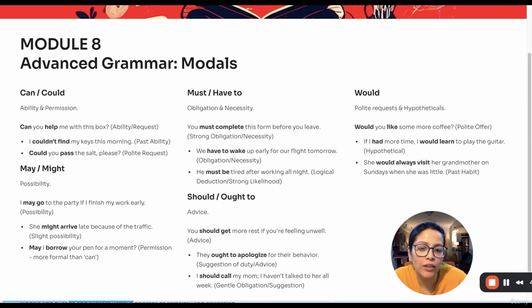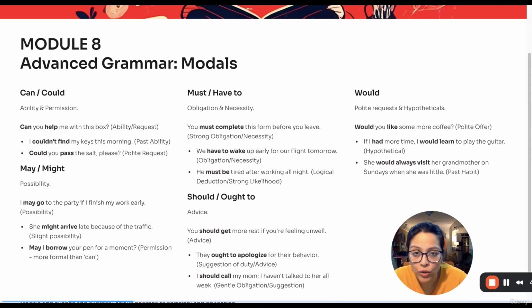He must be tired after working all night. Here, must is also used for logical deductions, that is, to make a logical connection or a strong likelihood. So remember, must is used for a very strong obligation or likelihood, whereas have to is used for an obligation or a necessity.